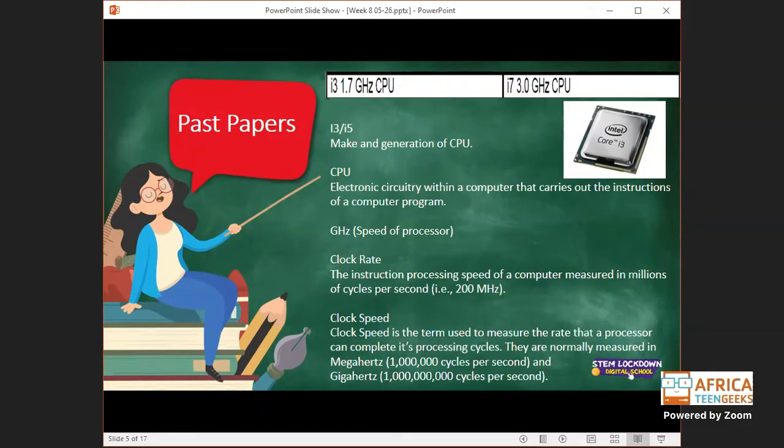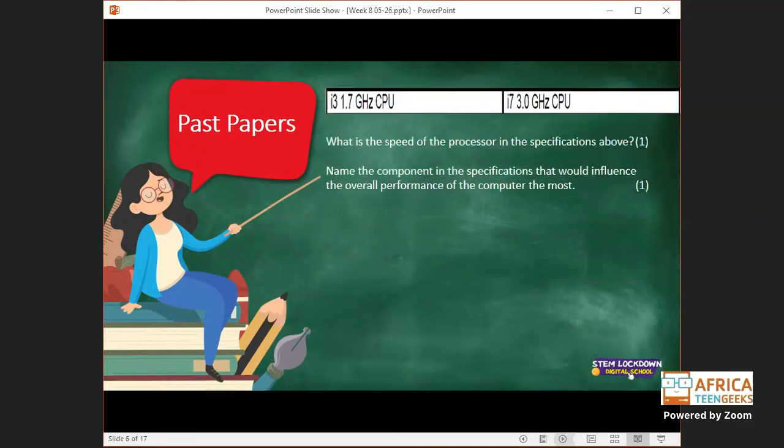Okay, so we'll go to questions they've normally asked. So I've got two here, and let's work with the first one. You can give your answer in chat there. What is the speed of the processor in the specifications above? Okay, so on the left we've got computer A, and on the right we've got computer B. So what's the speed of the processor in the specifications above? If anyone can answer there, I'll get your answer out there.